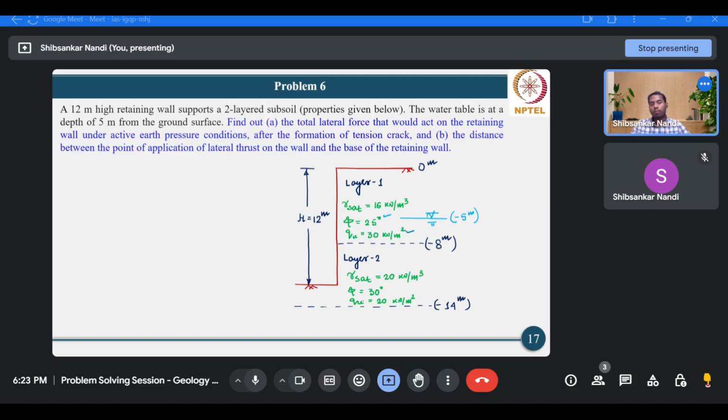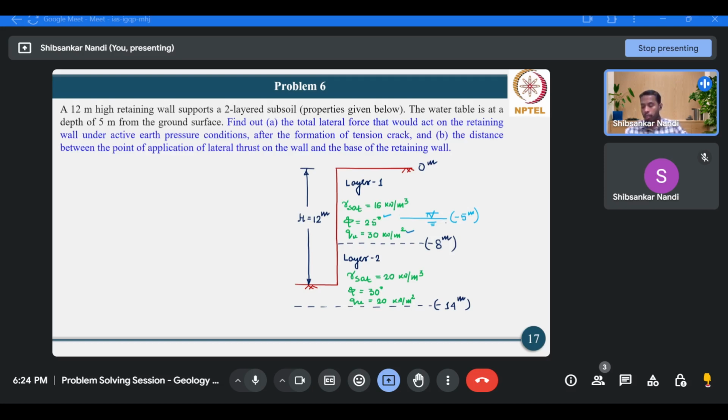Then coming to second layer, the saturated unit weight is 20 kilonewton per meter cube, angle of internal friction is 30 degree, and the unconfined compressive strength, that is Qu value, is 20 kPa. So again we can calculate the Cu or the cohesion of layer 2 by dividing this Qu value by 2. And the water table is the same for both, located at a depth of 5 meters from the top surface of the backfill.